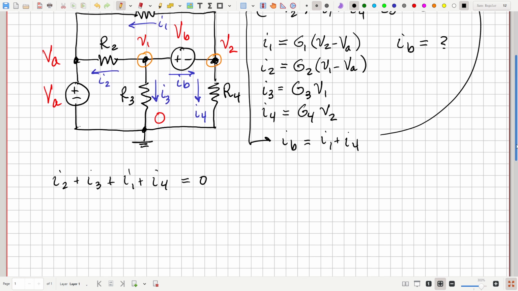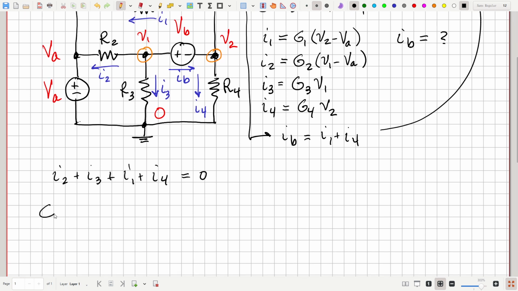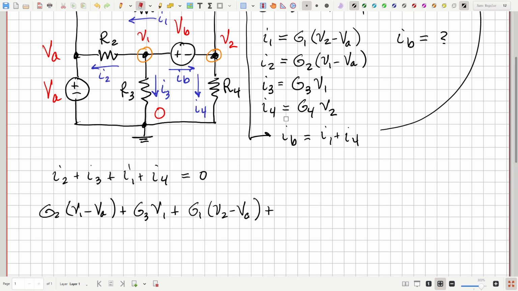Very well, so let's plug those in. I2 is going to be G2 times (V1 minus VA), plus I3, which is G3 V1, plus I1, which is G1 times (V2 minus VA), finally, plus I4, which is G4 V2. And that's equal to 0. And that's now an equation in terms of just the unknown voltages at the essential nodes, V1 and V2.